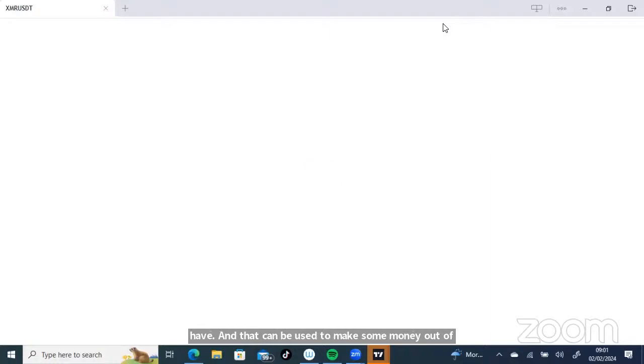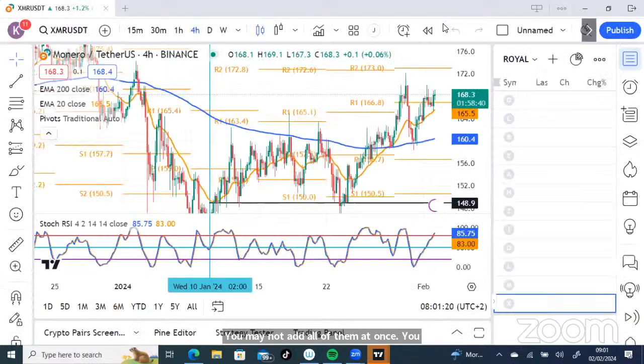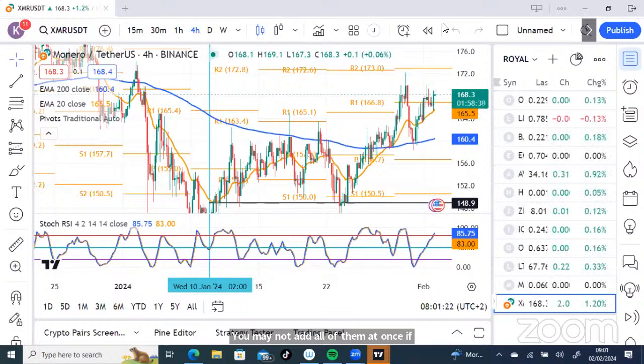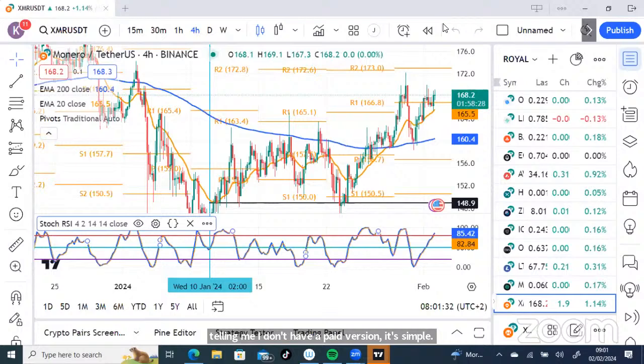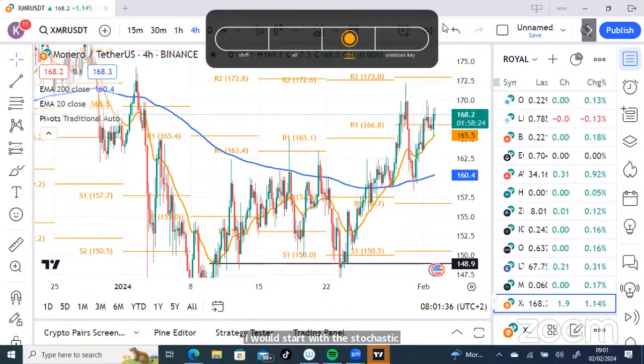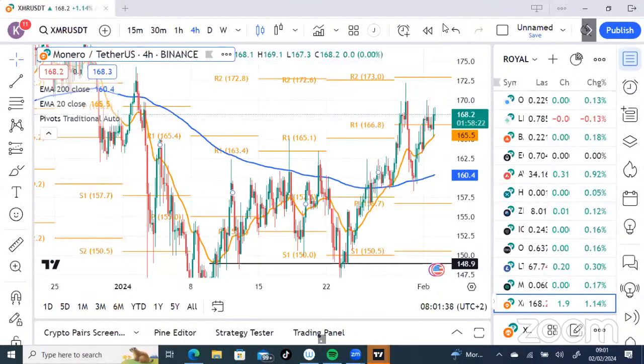You may not add all of them at once if you don't have a paid version. It's simple. I could start with the stochastic RSI. I see where it is. I remove it. Then I press in the 200 and the 20 moving average.